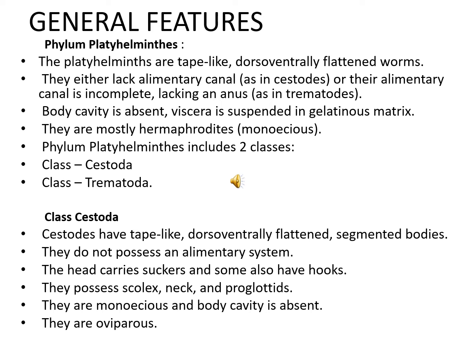So first is cestodes. So cestodes are flattened worms with segmented bodies. They do not possess an alimentary canal. So the adult worm has a head, sucker, and also hooks. They possess neck and proglottids. They are monoecious, that is both sexes present in one worm. And body cavity is absent. They are oviparous, that is they reproduce by laying eggs. So an example for cestode is tapeworm.